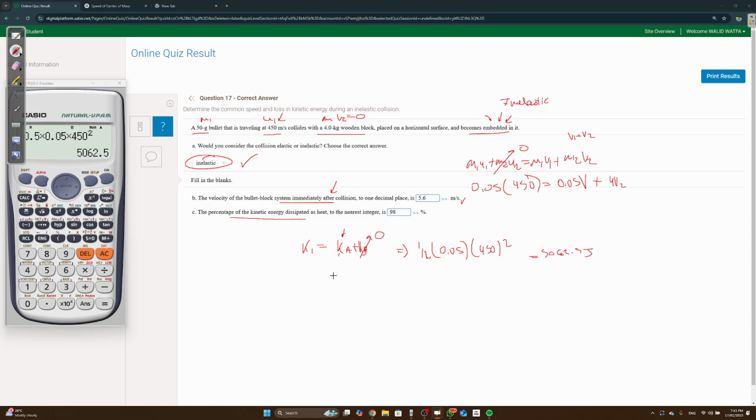joules. K2 is half the mass of the bullet, which is 0.05, times its velocity now, which is 5.6, squared, plus half times the mass of the block, 4, times its velocity squared, which is 5.6 squared. This should be way smaller, honestly. 0.05 times half, which is 0.5. Whatever, you guys know how to put it into a calculator. Plus 0.5 times 4 times 5.6 squared, you get 63.504.